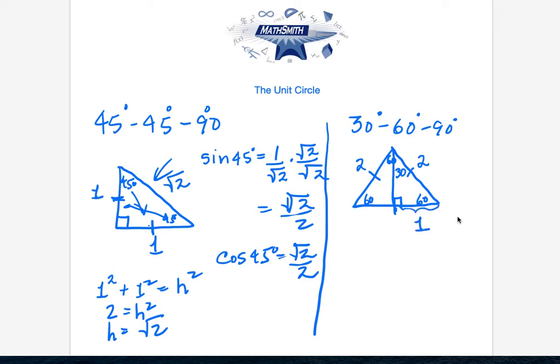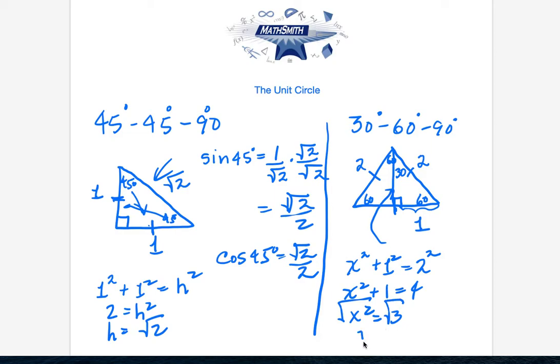So that's 1. And if we calculate the long leg here, we'll call that x for right now. We know that x squared plus 1 squared, the short leg, is going to equal my hypotenuse squared, right? So x squared plus 1 equals 4, so x squared is going to equal 3. And if I take the square root of each side, what does x equal? x is going to equal the square root of 3. All right, so here it is.